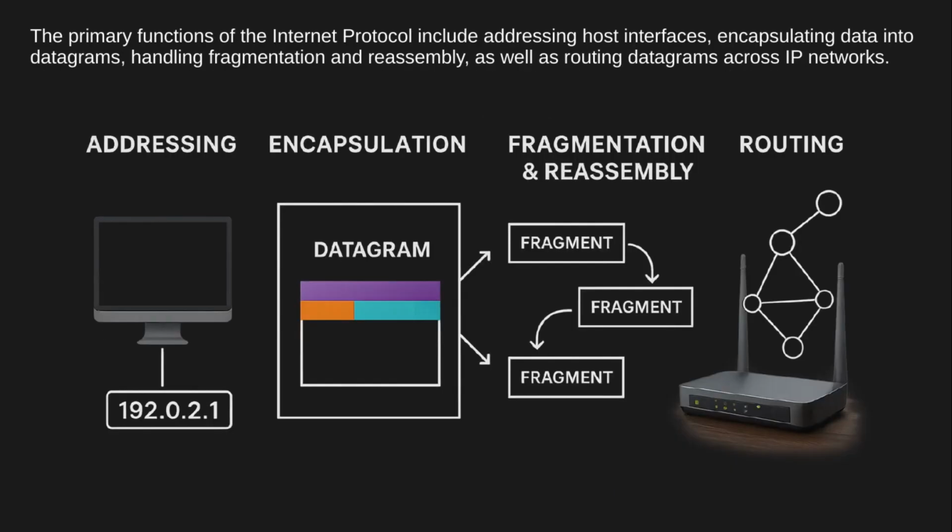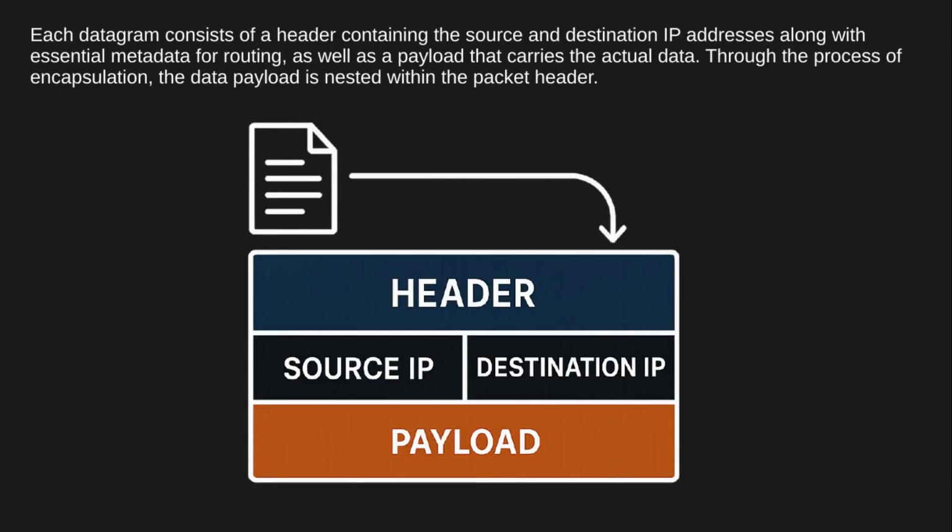The primary functions of the Internet Protocol include addressing host interfaces, encapsulating data into datagrams, handling fragmentation and reassembly, as well as routing datagrams across IP networks. Each datagram consists of a header containing the source and destination IP addresses, along with essential metadata for routing, as well as a payload that carries the actual data. Through the process of encapsulation, the data payload is nested within the packet header.